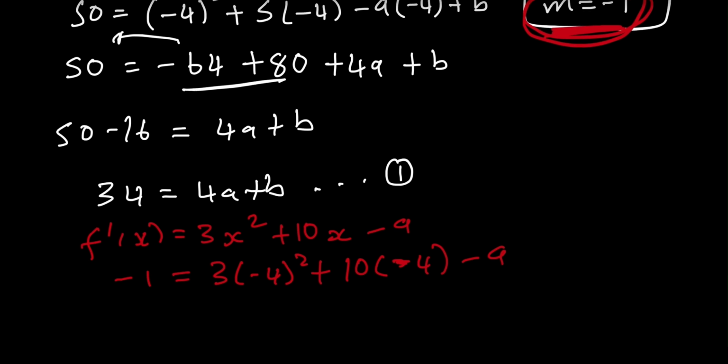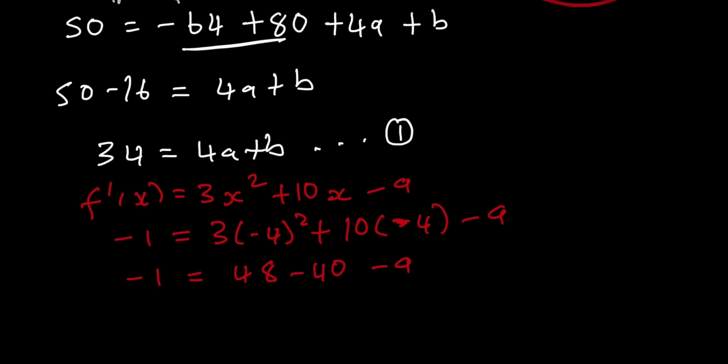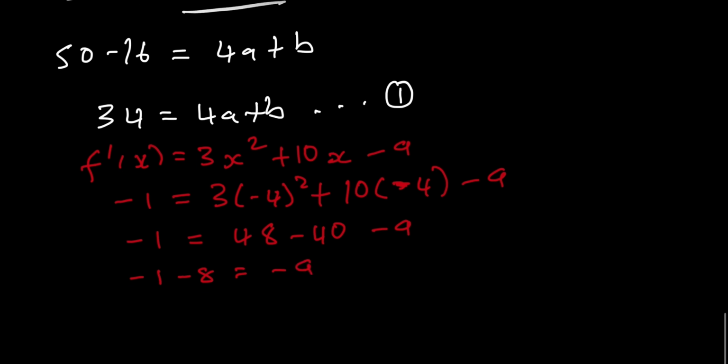From this expression here, we can actually get the value of a directly, because now we're going to have minus 1, and therefore negative 4 squared is going to be 16. 16 times 3 is going to be 48. And then 10 multiplied by negative 4, that is going to give us negative 40 and minus a. So now negative 48 minus 40, that's going to be negative 8. And then if you put it to the other side, that's going to be negative 1 minus 8, and that's going to be negative a. So negative 1 minus 8 is going to be negative 9. Then we have negative a. If you divide both sides by negative 1, therefore the value of a should give you positive 9.